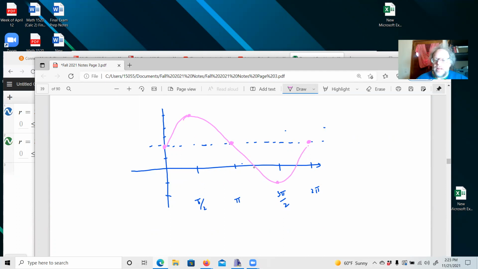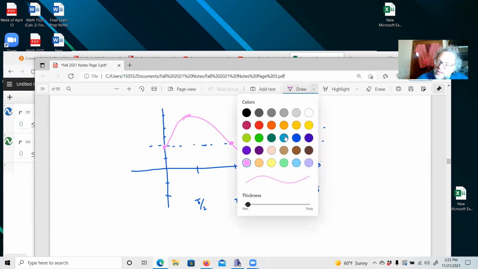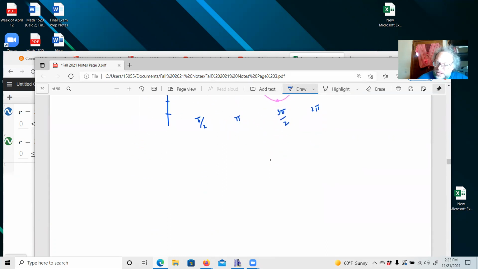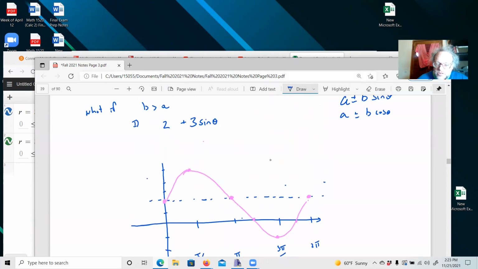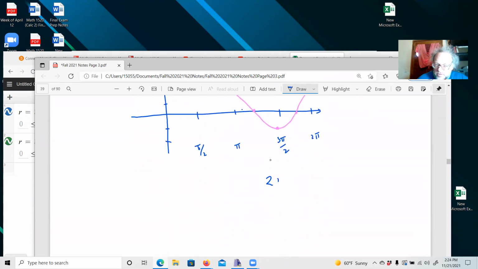Okay. Now, here is a question. Where does it cross? Where does this thing cross? The way you do that, that was my function, 2 plus 3 sine theta. Where does it cross? That is equal to 0. So we have to solve this. We're going to say sine theta is equal to negative 2 over 3.